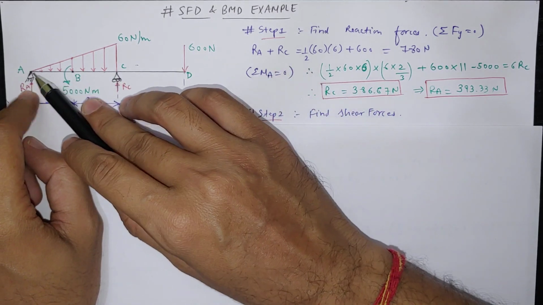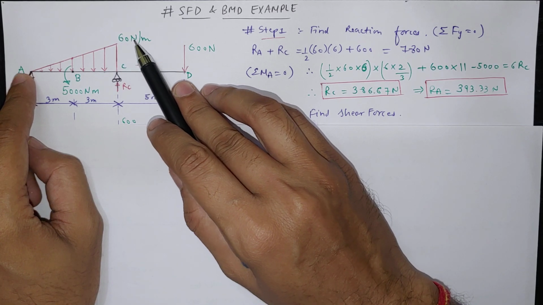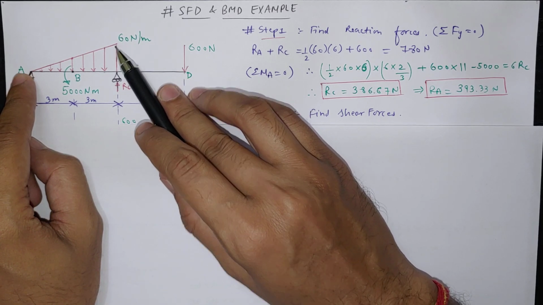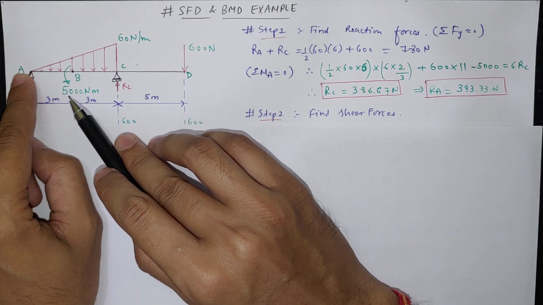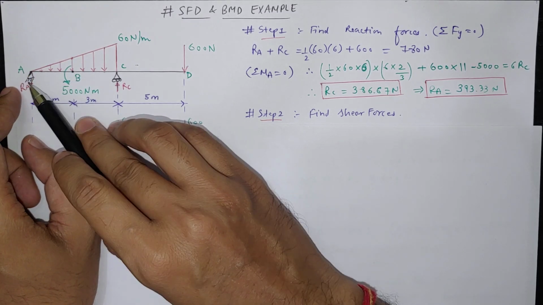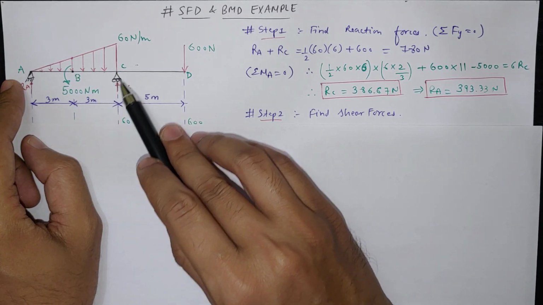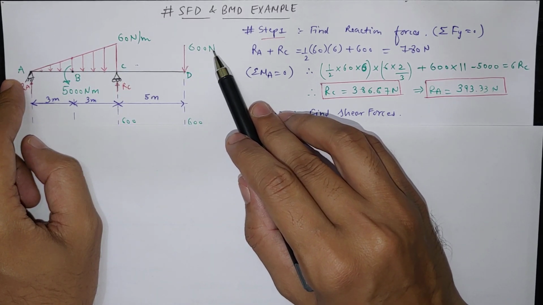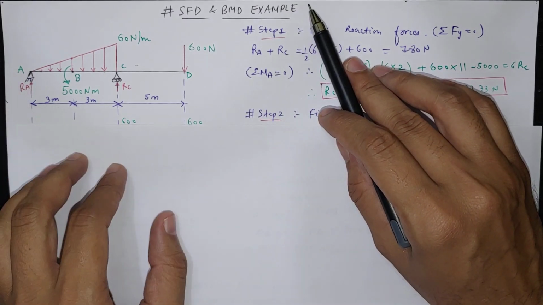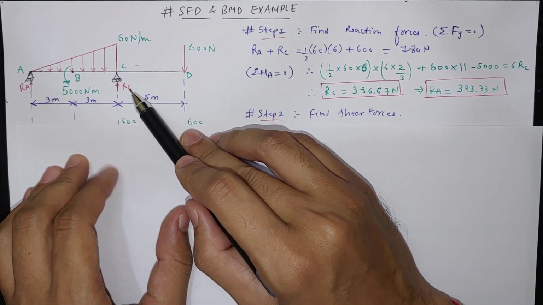Now there is this varying load from A to C, which is 60 Newton per meter at the highest point at C. There is one pure moment acting, 5000 Newton meter, at the B point. A to B is 3 meter. B to C is also 3, C to D is 5 meter. At D there is a point load of 600 Newton. Now first step, we have to find the reaction forces at supports, RA and RC.